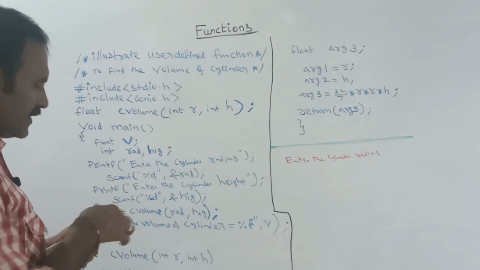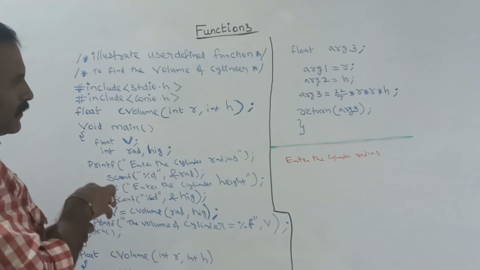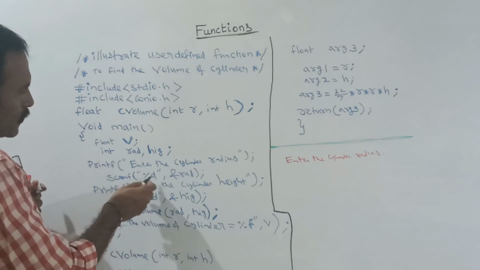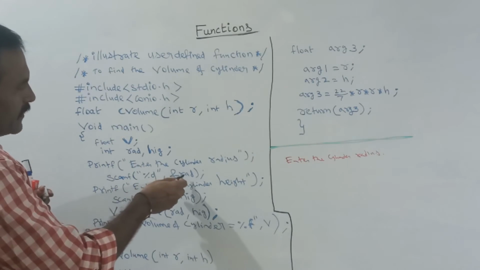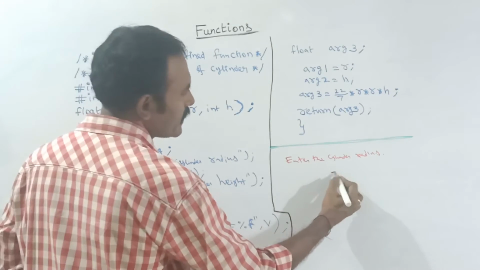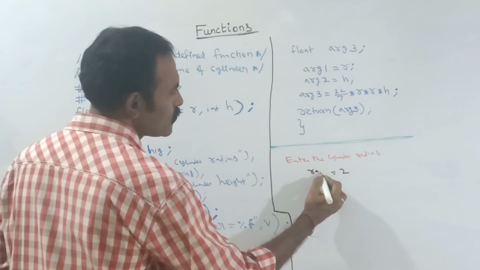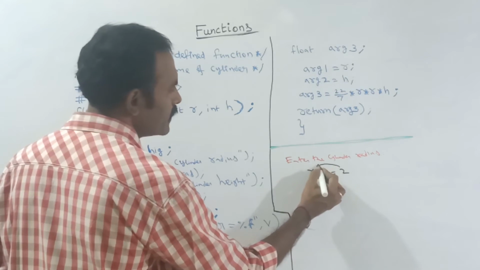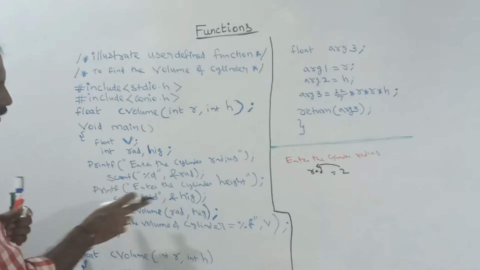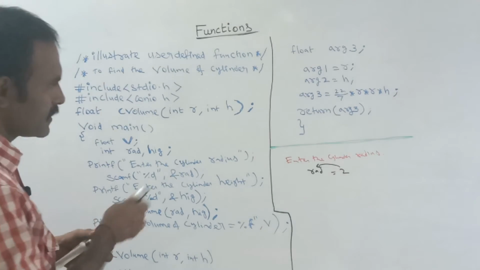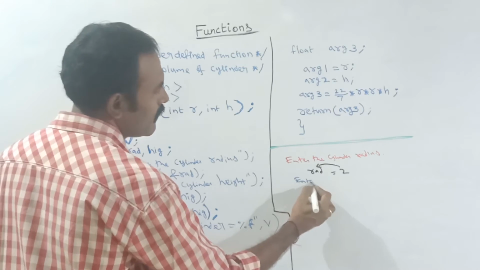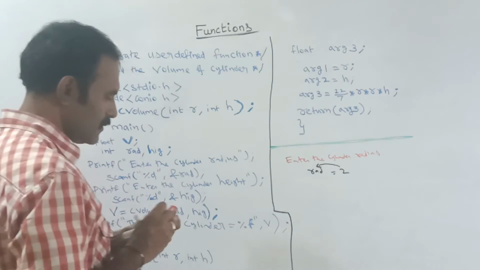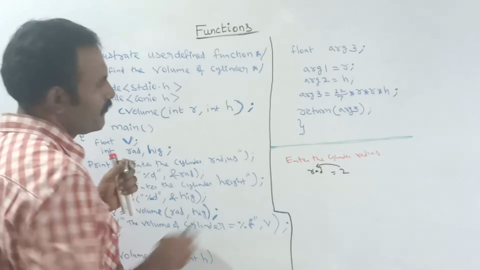Suppose you give the value 2, then where will the 2 be stored? It will be stored in the RAD variable. If you give 2, the 2 will be stored in the variable RAD. Next, it will ask, enter the cylinder height. This is the output.